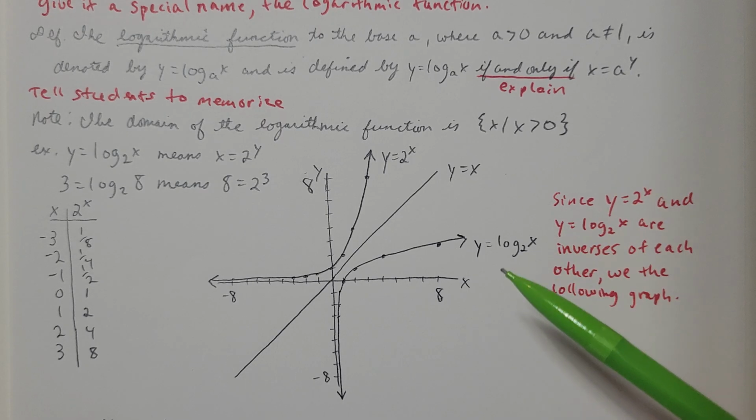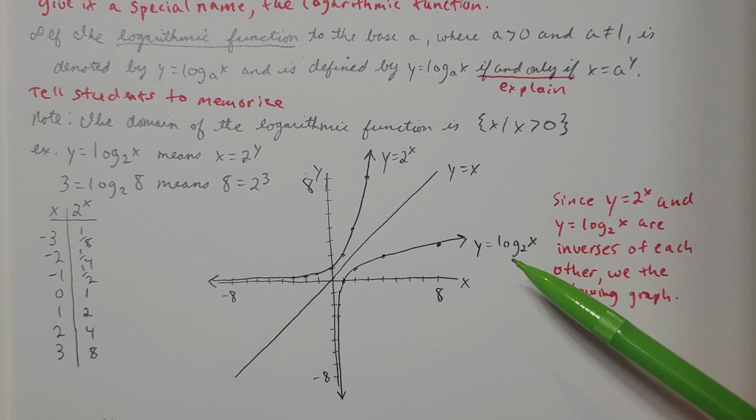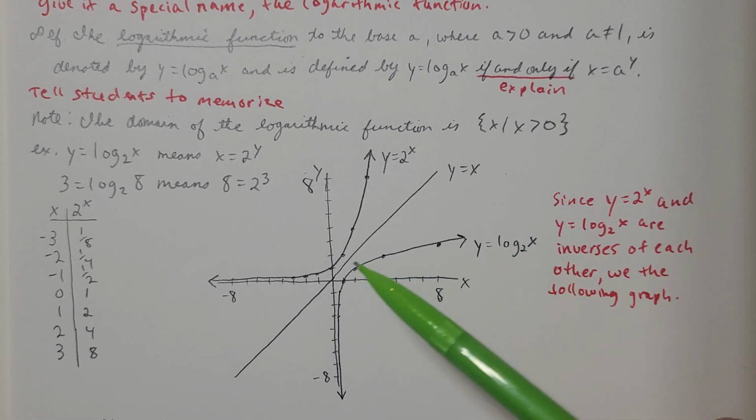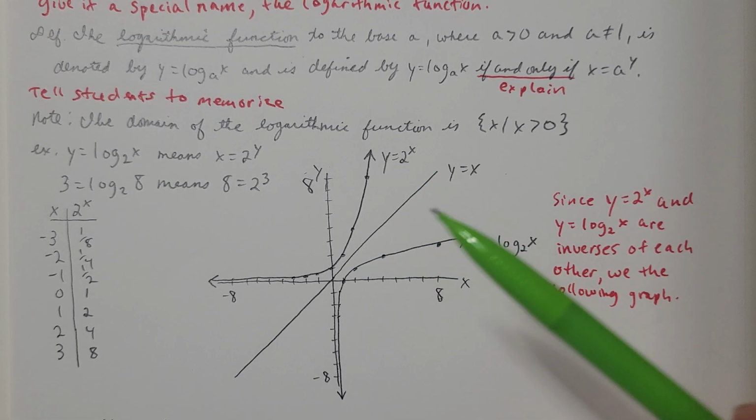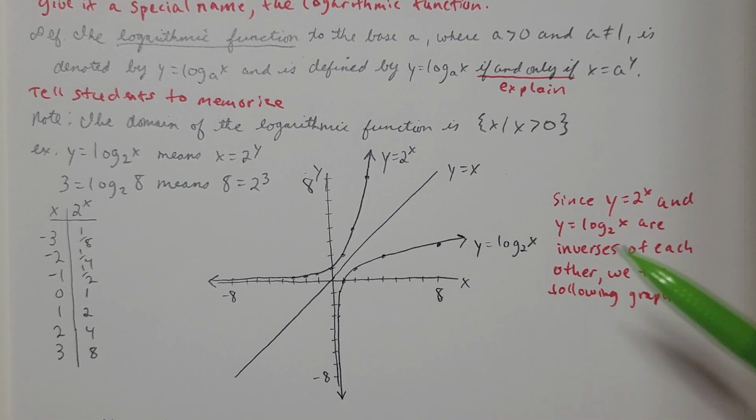So if I wanted to graph y equals log base 5 of x, I would have to first graph y equals 5 to the x, and then I switch all the coordinates, and then I get the graph of y equals log base 5 of x. Okay.